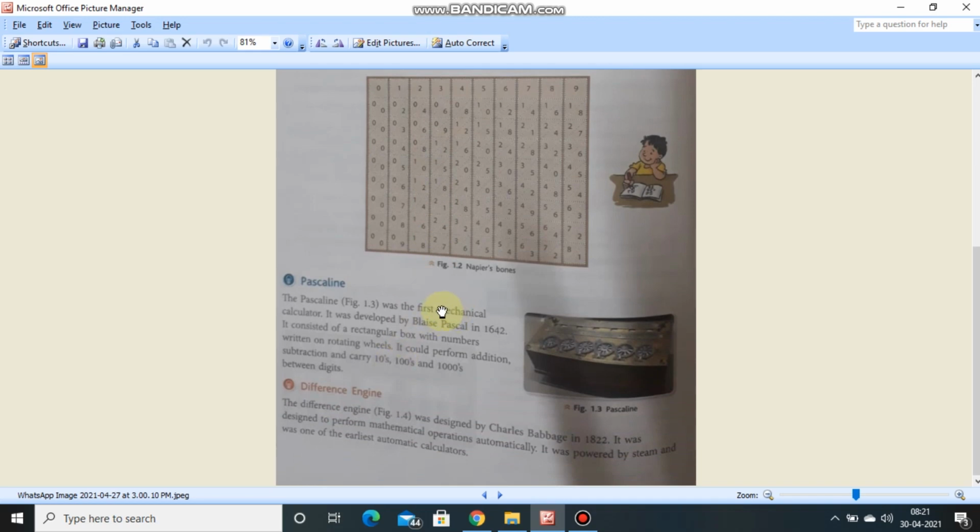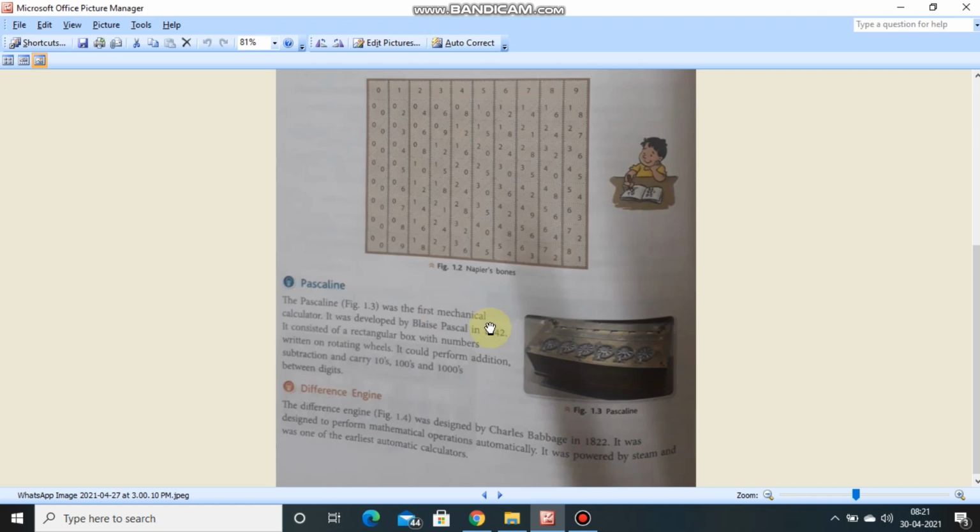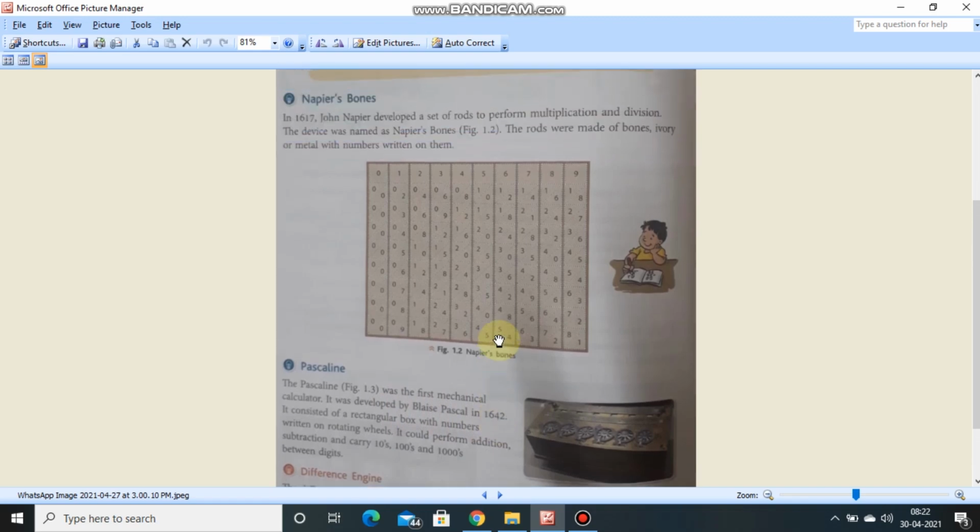The Pascaline was the first mechanical calculator, and I have defined what is known as mechanical. When we provide energy by rotating the wheels or levers, we are supplying mechanical energy. Without rotating the rollers or the wheels, it will not do anything. So it requires mechanical energy, hence it was the first mechanical calculator, developed by Blaise Pascal in 1642.